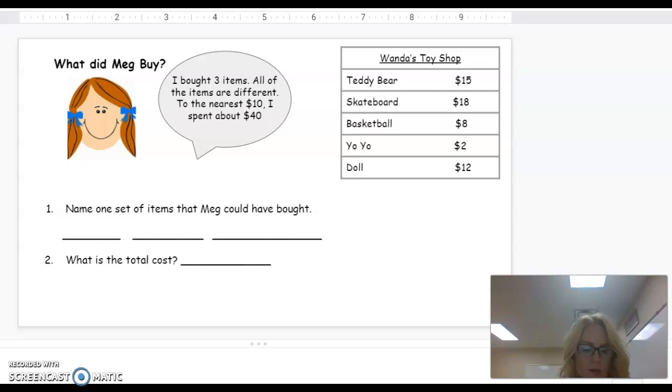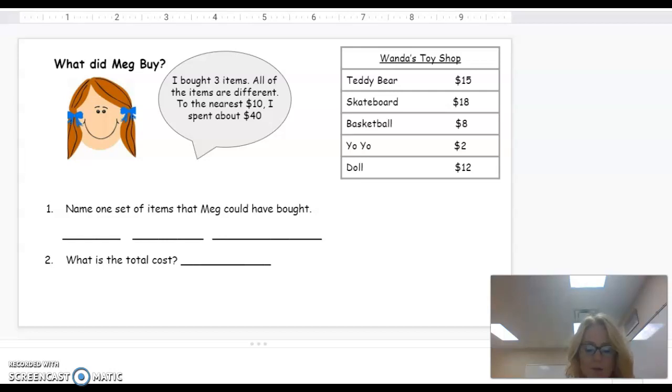Which 3 items would cost about $40? If Megan bought both the skateboard and the yo-yo, what would the sum for these two be? So you take 18 plus $2, and that is equal to 20. Then I would need one more item that would round to $20. So probably the teddy bear. A teddy bear is $15. So the skateboard plus yo-yo plus teddy bear equals $35.